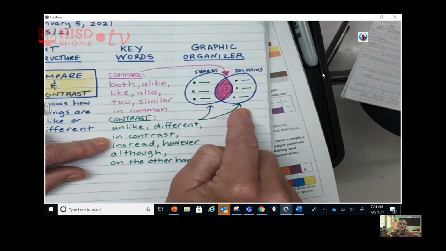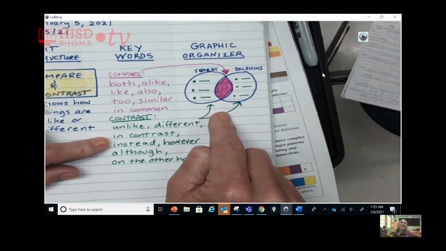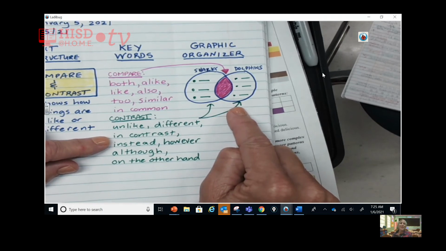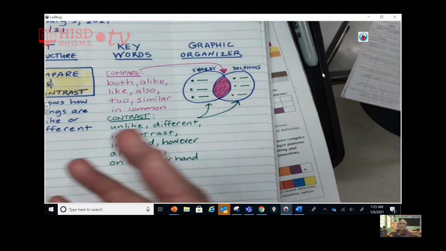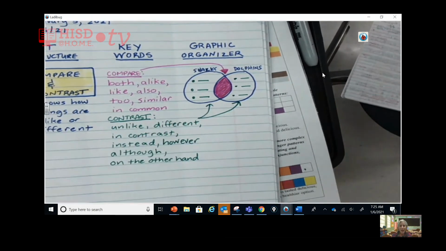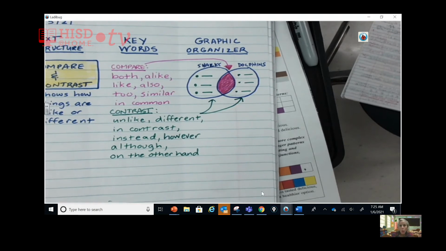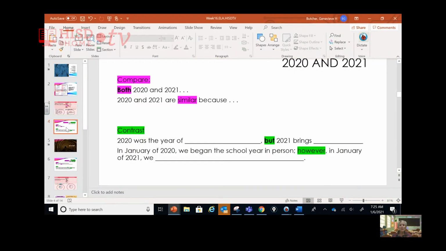So you're setting up this: sharks can scare people because they can kill people. But however, or on the other hand, dolphins are playful and sporty in the water, and people love to be around them if they can see them. So you're comparing and contrasting. So what we're going to do now with ours, looking at my time, is we're going to set up 2020 versus 2021. Okay, so how can we compare and contrast 2020 and 2021?